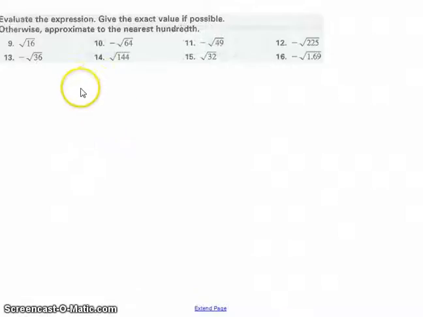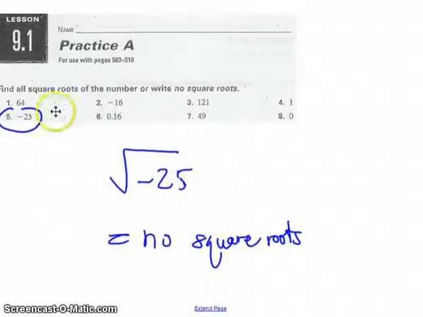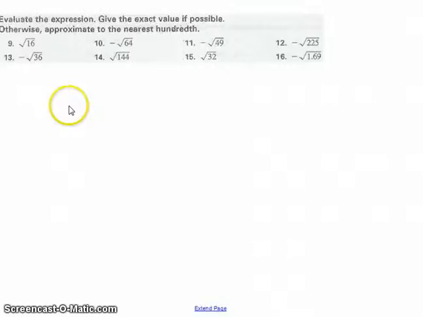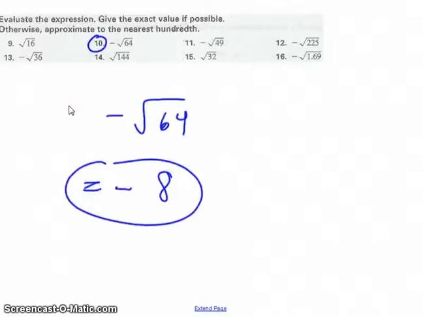Now you're actually shown questions with the square root symbol. Notice back here, it was just find the square roots, but there was no square root symbol shown. The only difference here is they actually put the square root and they say evaluate it. Let's see which one I asked you to do. I asked you to do number 10.